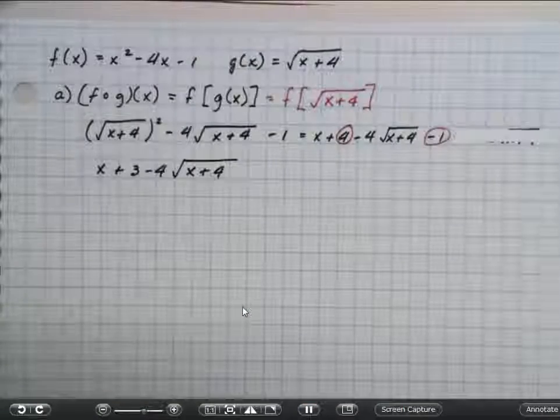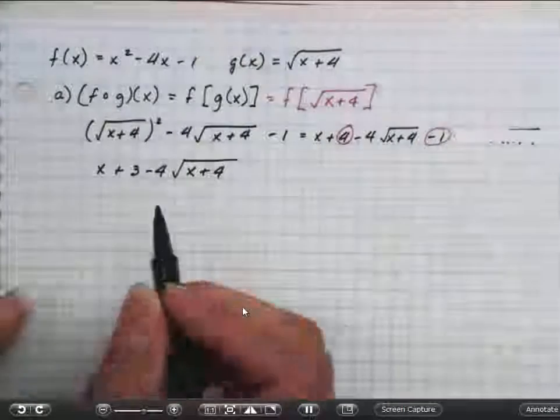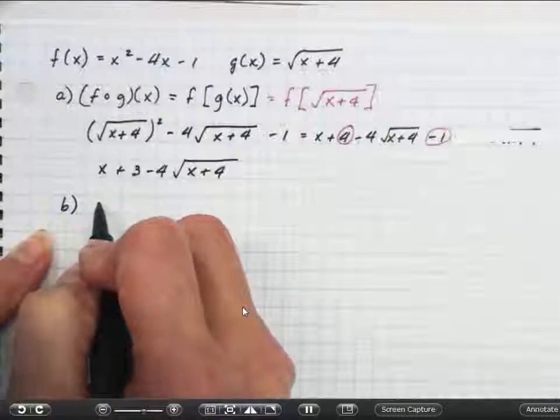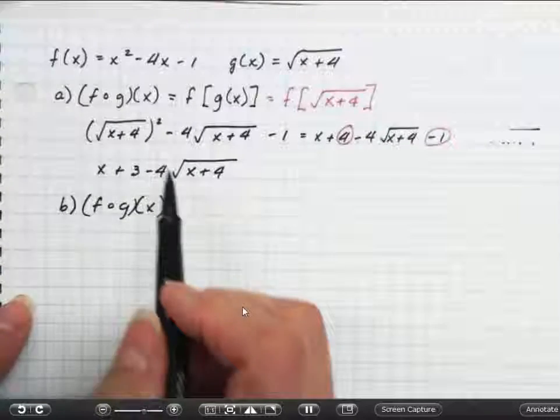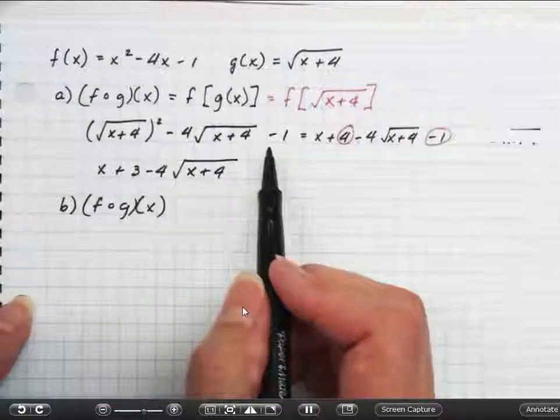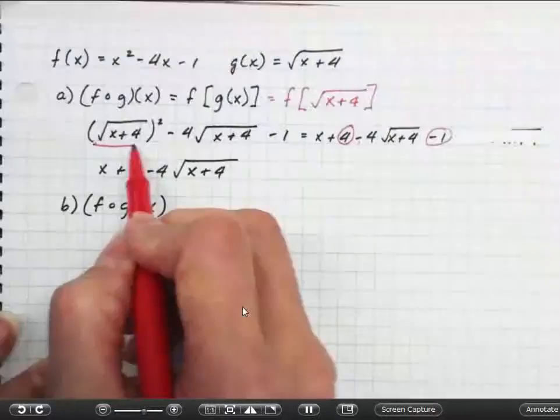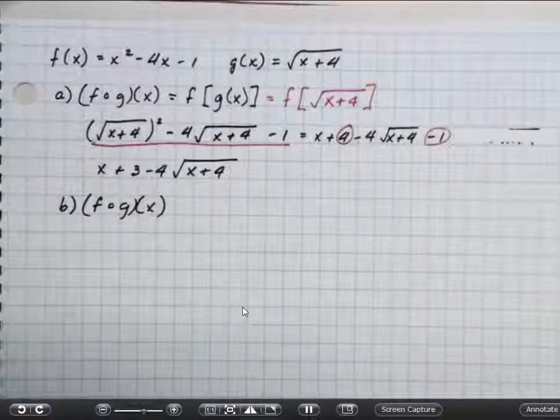Next part says determine the domain of what we just did. So determine the domain of f of g of x. Well, to figure out the domain, we want to look at the function before we simplified. So we're going to look at this function right here. And what restrictions do we have on the domain for that function?